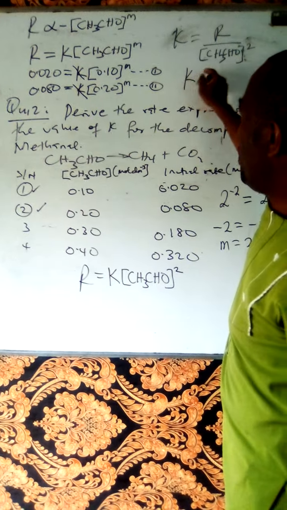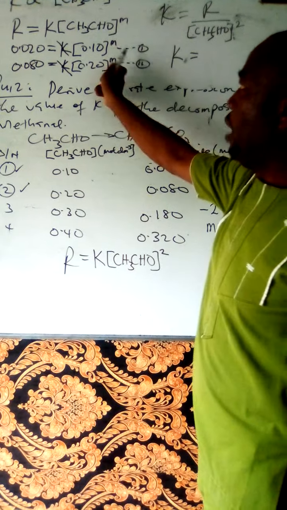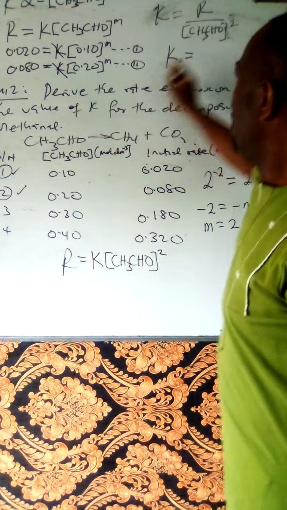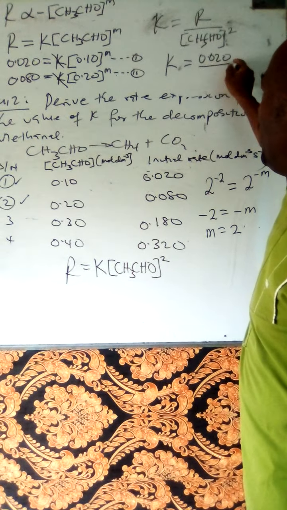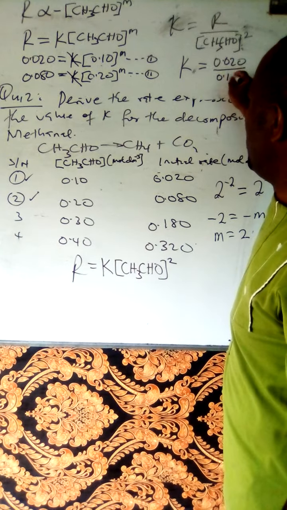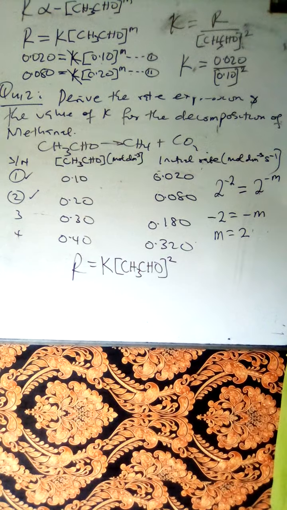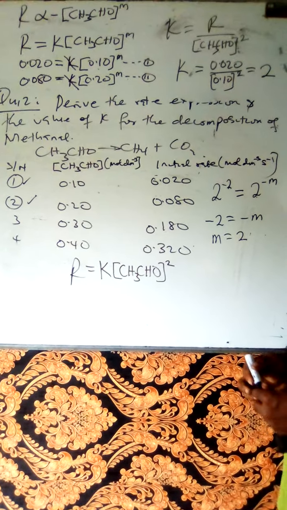So K now becomes, we are going to make use of either equation 1 or equation 2. If I use equation 1, my R is 0.020 all over the concentration of methanol there, which is 0.10 raised to power 2. If I solve this, my K will become 2 as the rate constant.